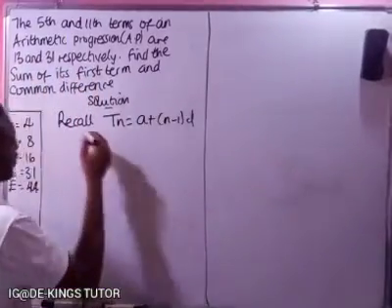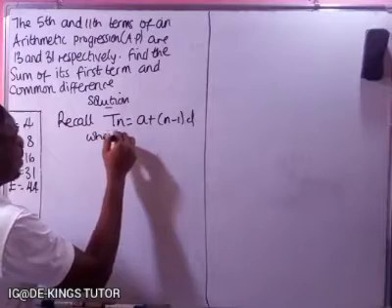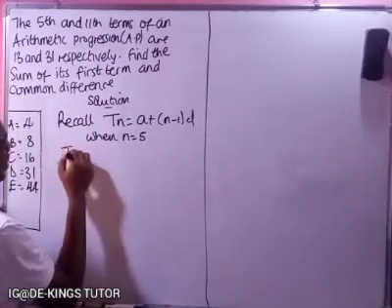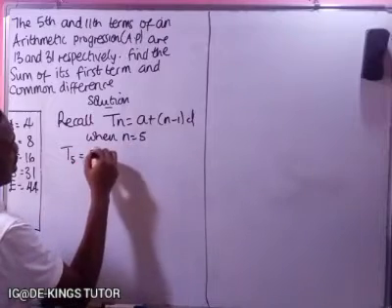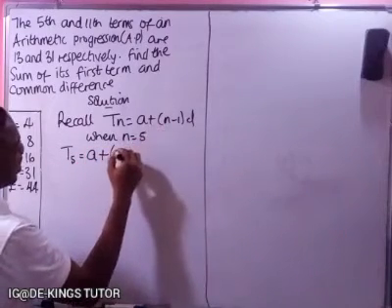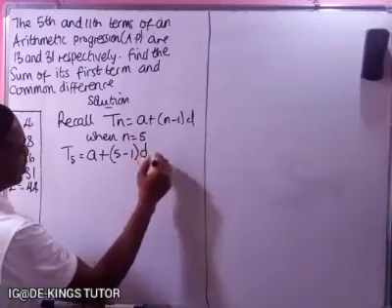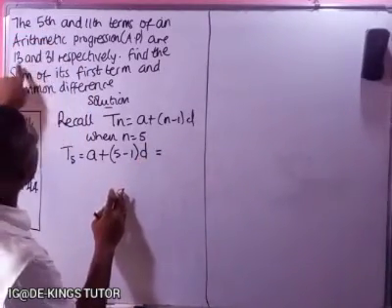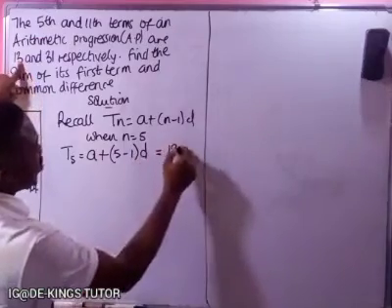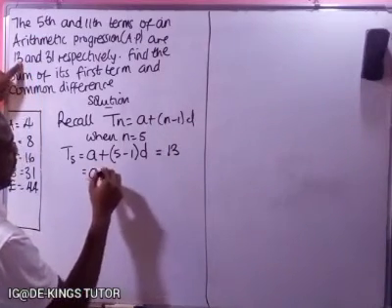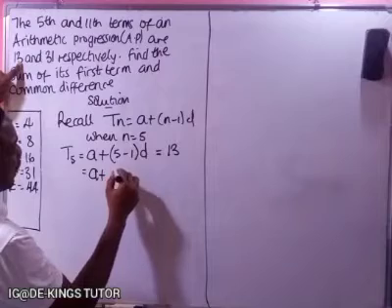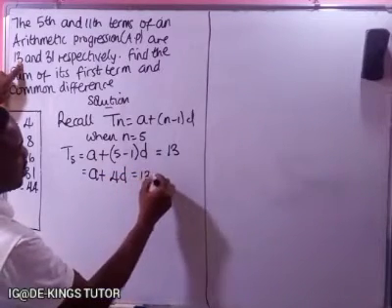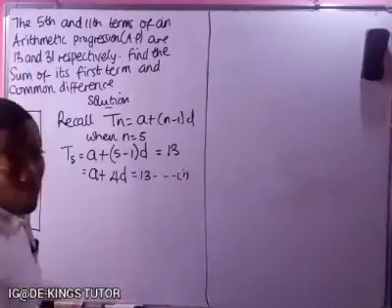So it means, when n equals 5, the 5th term, that is T5, equals a plus n, which is 5, minus 1 times d. They said it's equal to 13. So if we solve now, we have a plus 5 minus 1 is 4, so 4d. So a plus 4d equals 13. I can call this equation 1.